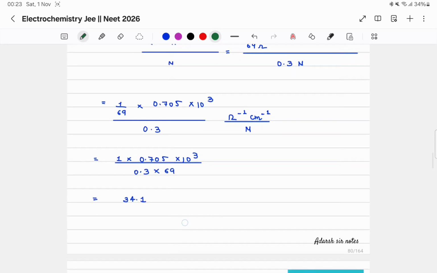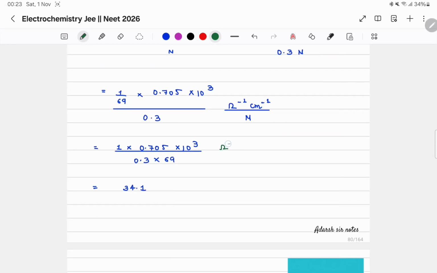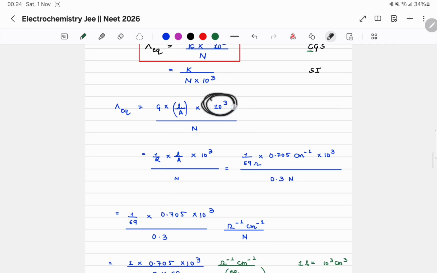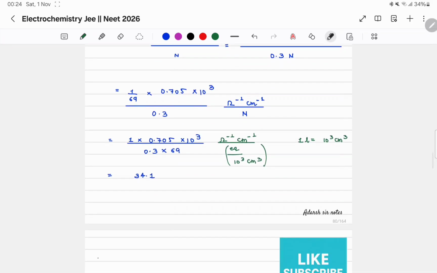So after this, let's check. Ohm inverse, then centimeter inverse. What is the unit of normality? Equivalent per liter. If I talk about that, I already know 1 liter is equal to 10⁻³ centimeter cube. Be aware, if that is the case, at the place of 1 liter I can write 10⁻³ centimeter cube. One thing, be aware, very important: this 10⁻³ which I have written by default in the formula, I have already taken it. Be aware of what I am telling. This 10⁻³ was by default already taken earlier in the formula. So this 10⁻³ that we are writing will not come.